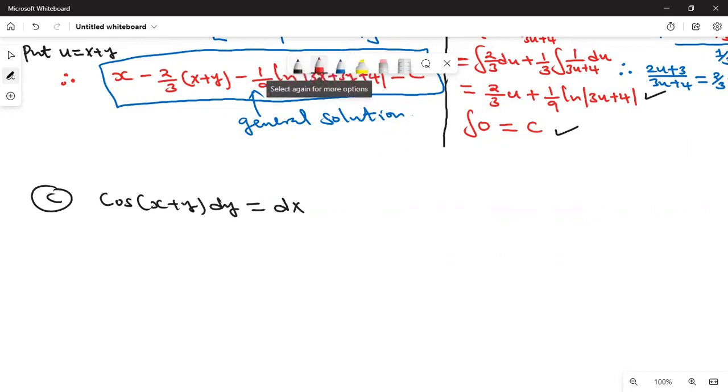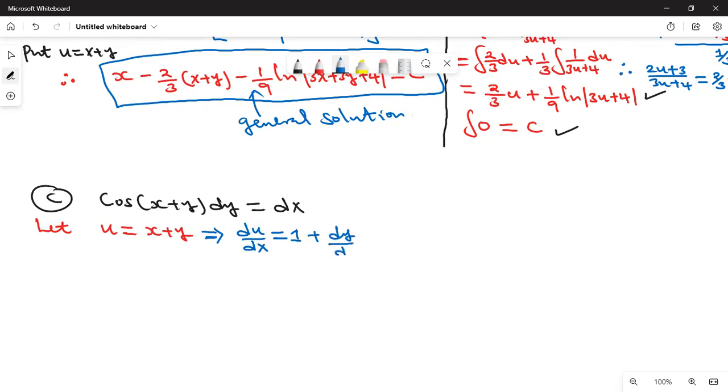So we are going to say let x plus y be equal to u. Let me start by saying let u be equal to x plus y. So when you differentiate both sides with respect to x, we are going to get du dx is equal to 1 plus dy dx.